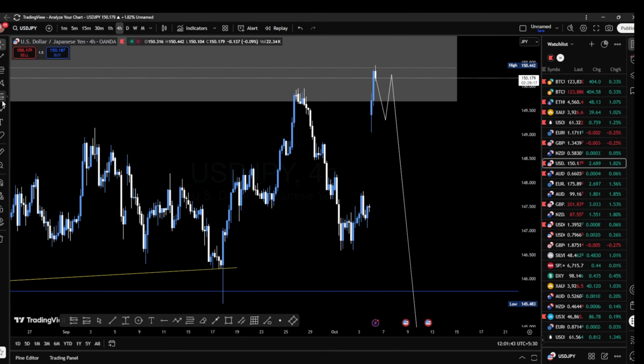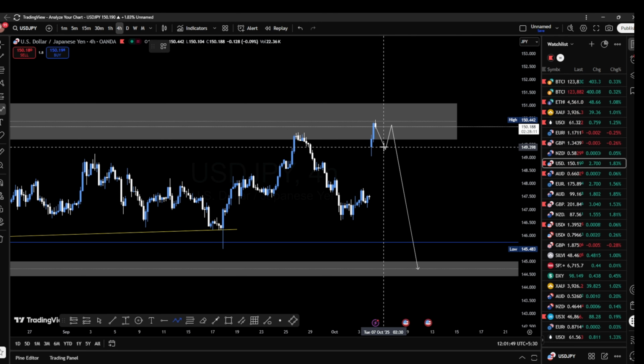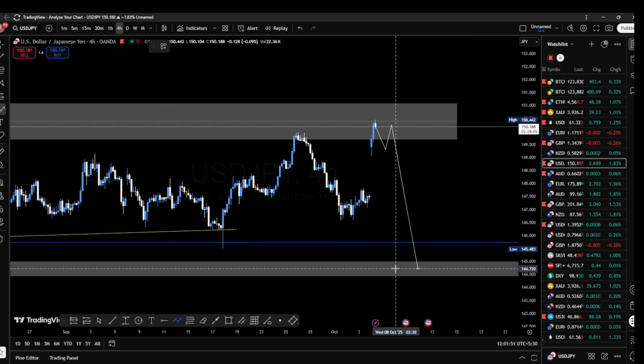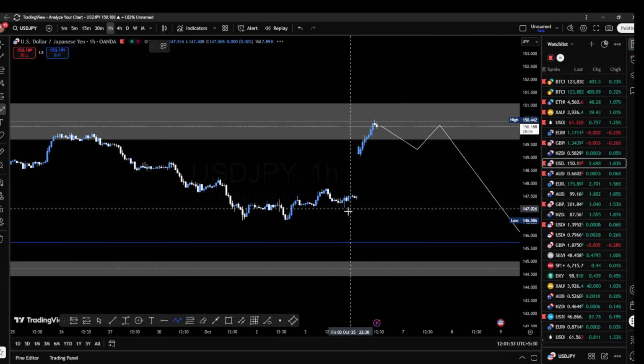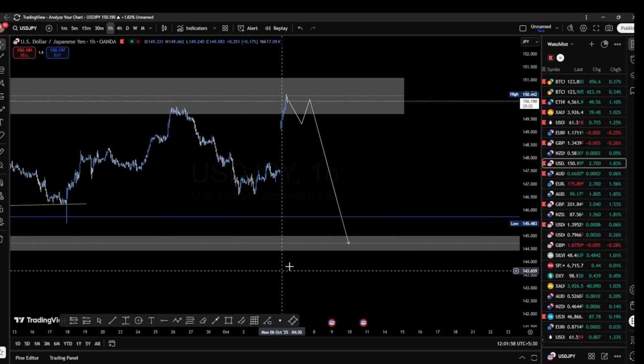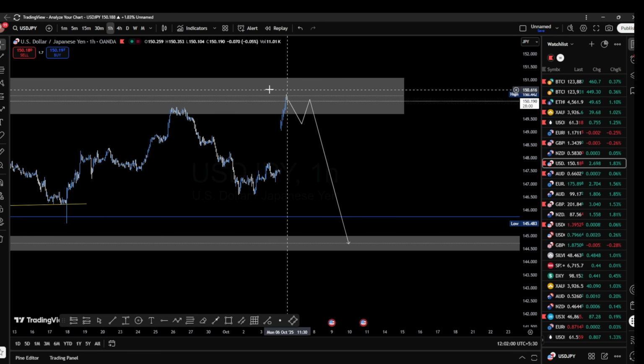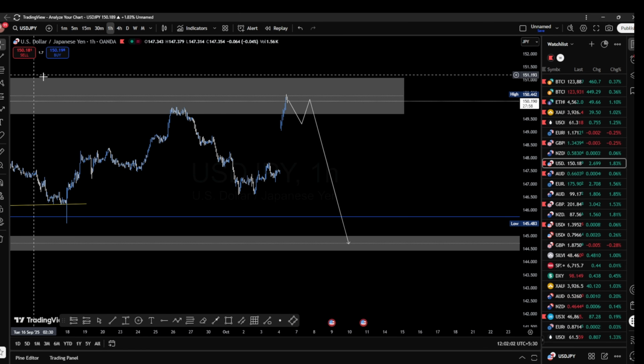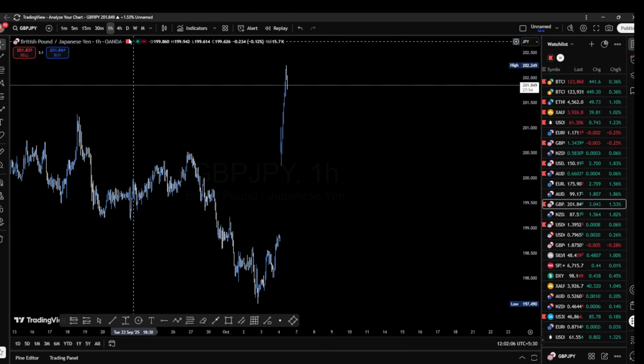These are a huge gap. I already marked these zones. If it comes like this, then you can plan for the downside, but you have to wait for confirmation. This is for USA. I already marked this zone like this. So if this happens, then you can plan for the short side for USA. ZZ, what's going on in ZZ?